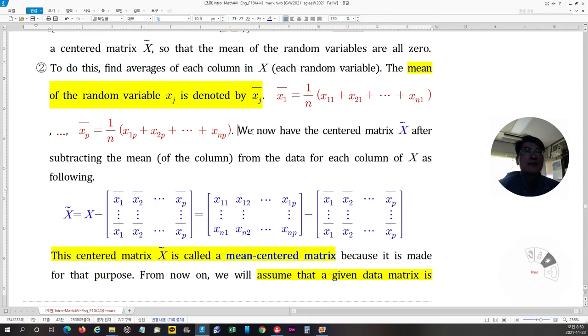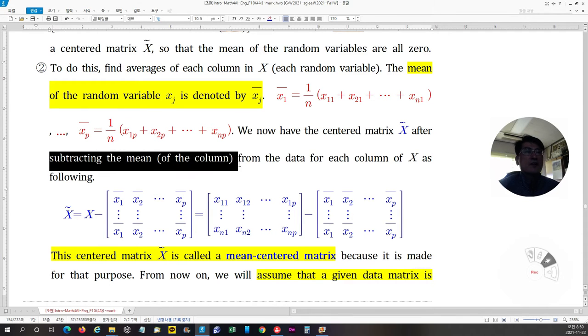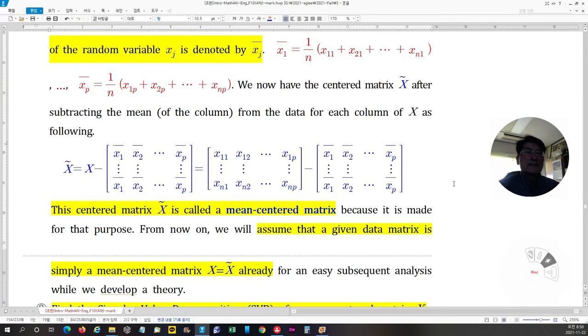We now have the centered matrix X tilde after subtracting the mean of the column from the data for each column of X as follows. From the original data matrix X, if we subtract this matrix, the entries in each column are x_ij minus x_j bar, right?